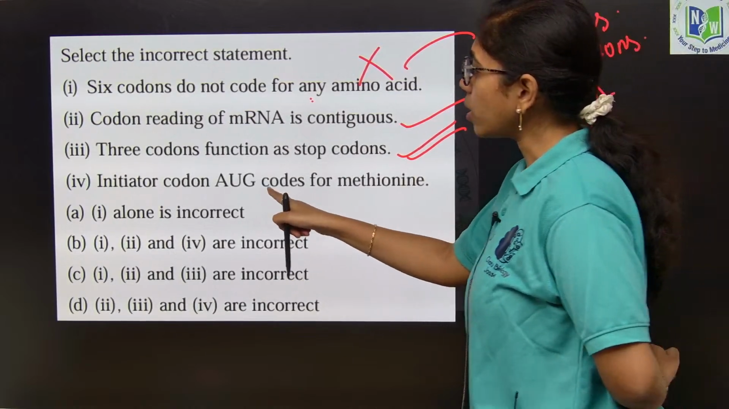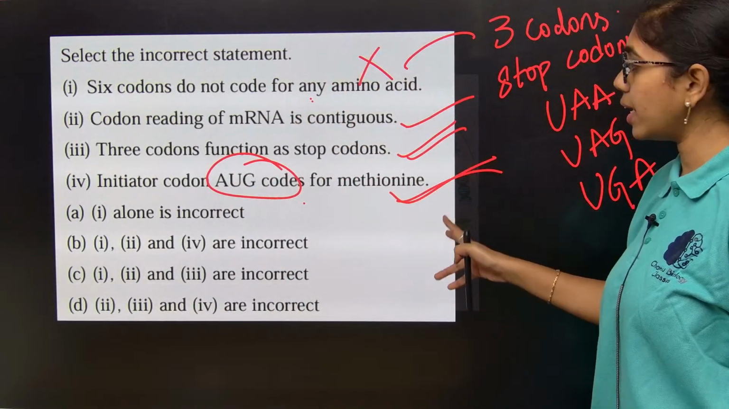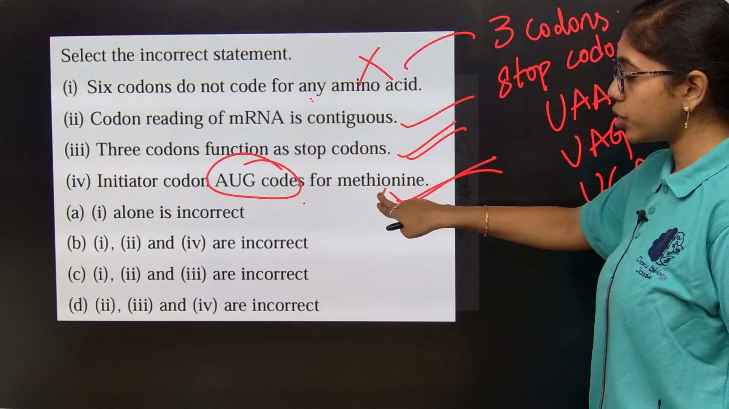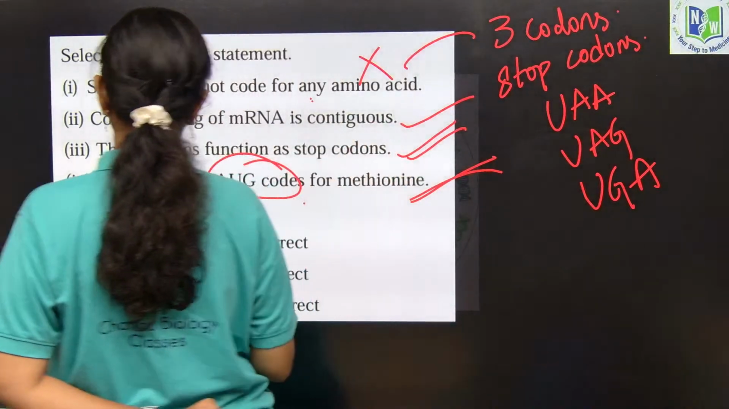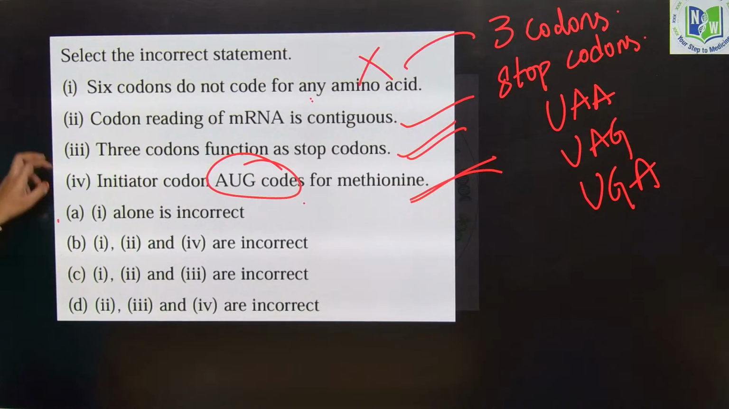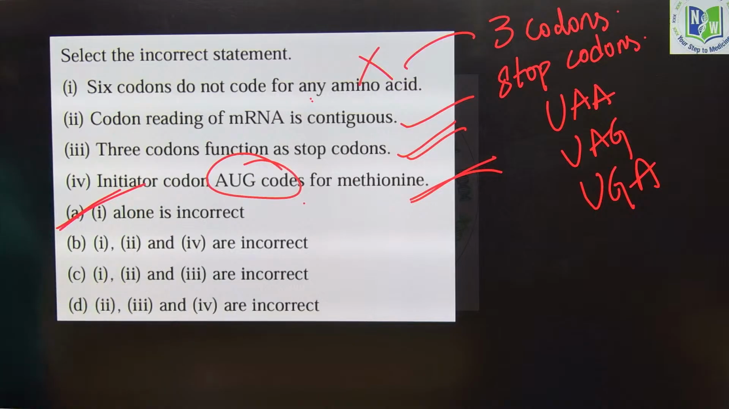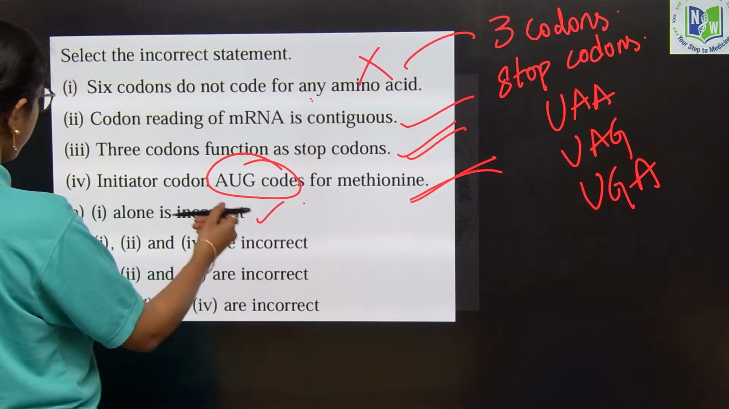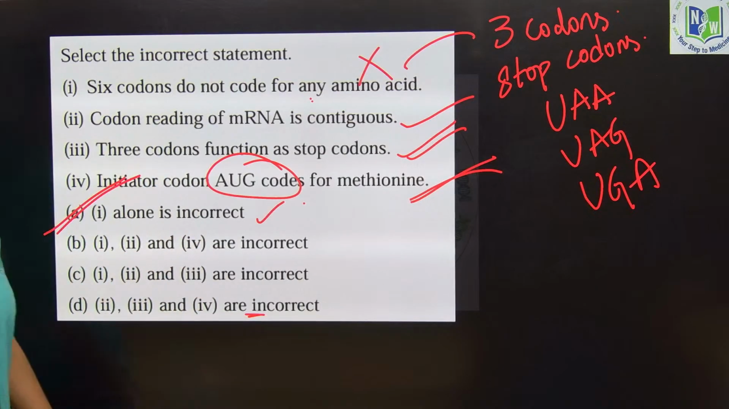Next, the initiator codon is AUG, codes for methionine. True, right? This is the dual nature of this codon. AUG is the initiator codon, at the same time it codes for methionine. And A alone is incorrect. Yeah, A alone is incorrect. 2 is right, 3 is right and 4 is also right. So, A alone is incorrect. Option A will be the right answer. Select the incorrect statement. A alone is incorrect is correct. 2, 3, 4 are correct statements. So, yes, option A will be the right answer.